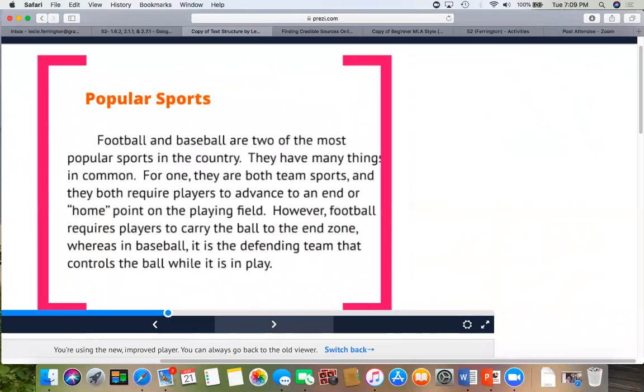The first one, popular sports. Football and baseball are two of the most popular sports in the country. They have many things in common. For one, they are both team sports, and they both require players to advance to an end or home point on the playing field. However, football requires players to carry the ball to the end zone, whereas in baseball, it is the defending team that controls the ball while it is in play. So, anybody have an idea of what this might be? You could just type in the text box what text structure that would be.